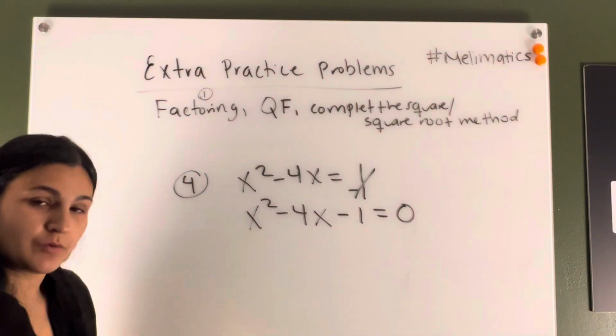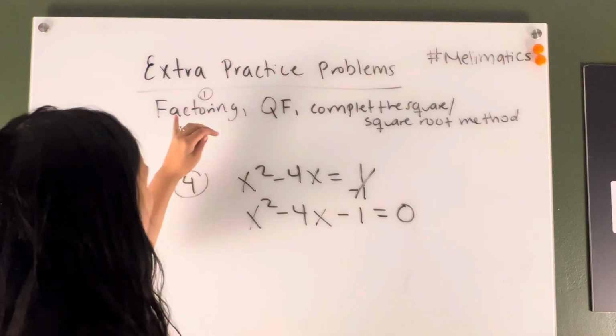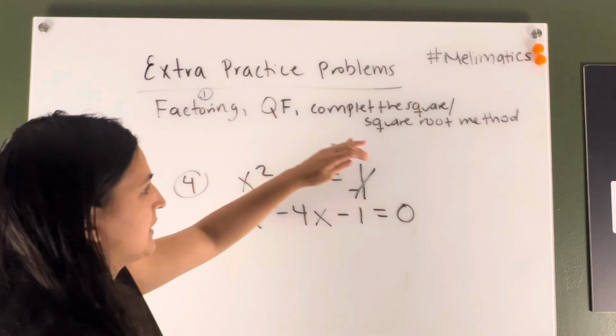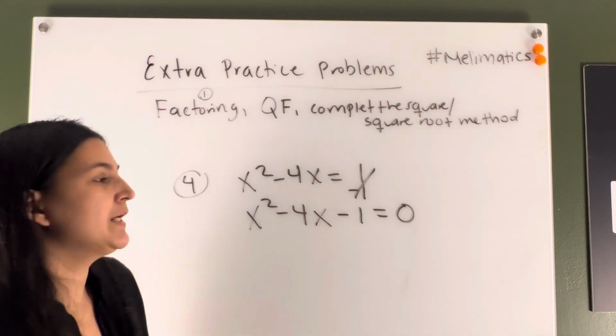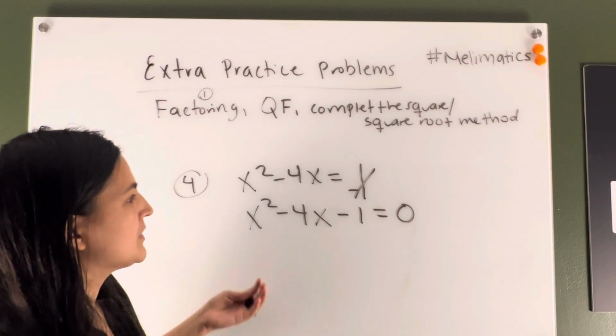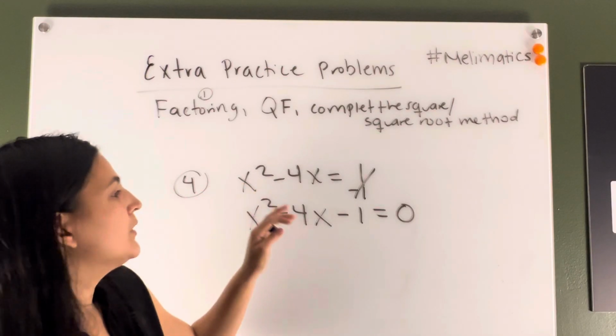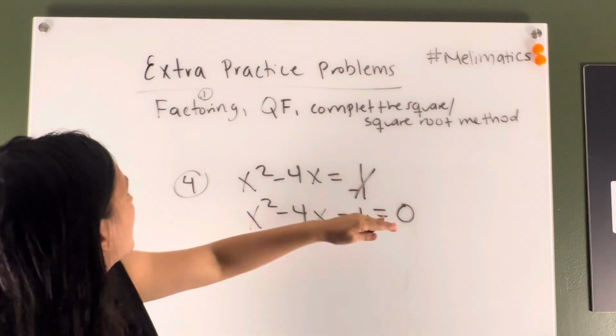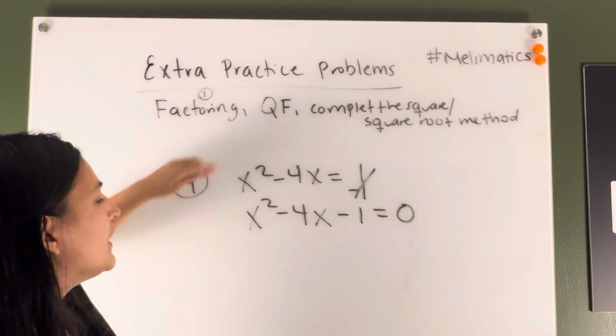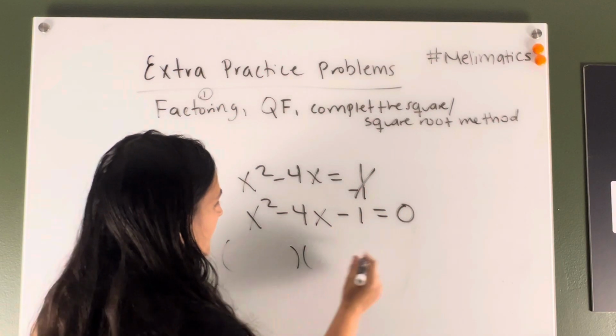And now it's set equal to 0. Now I can either do factoring or quadratic. I decided not to do complete the square because I just did that. And remember, for complete the square, it's actually already ready for you because the number is on the right hand side. But I want to do either factoring or quadratic. So I can see that factoring is not going to work. How do I see that?